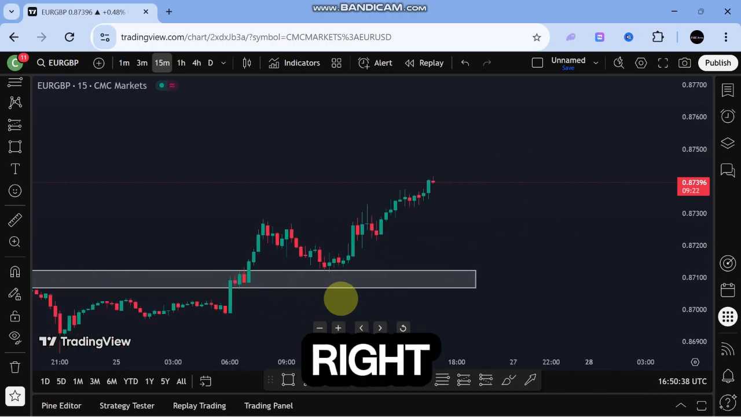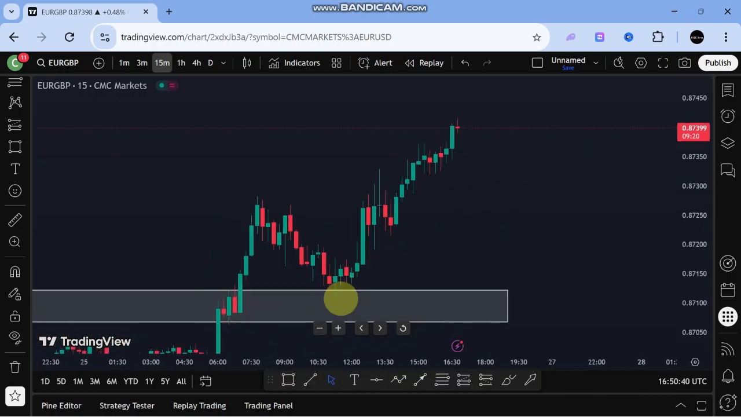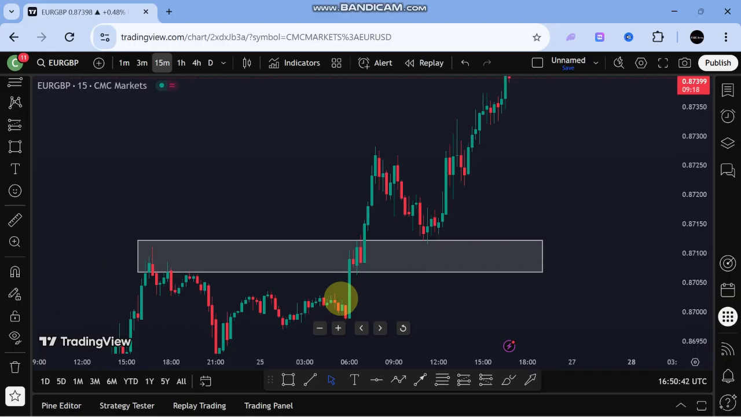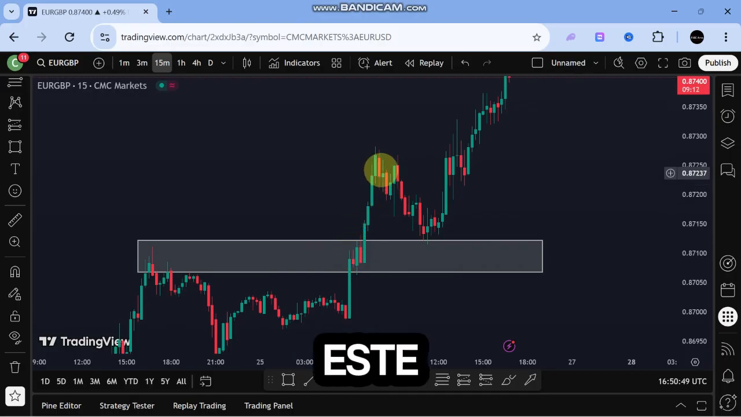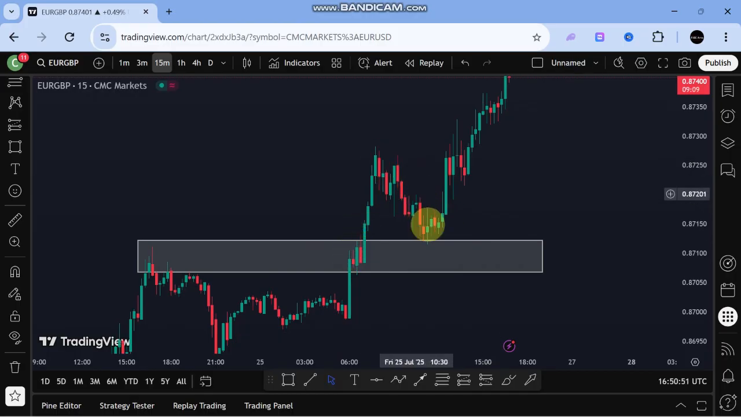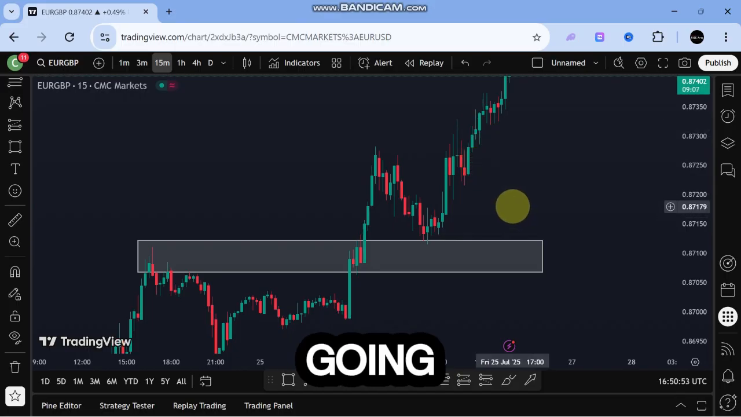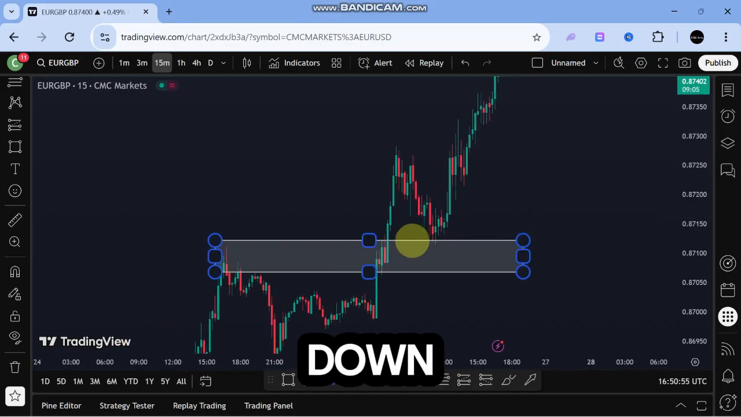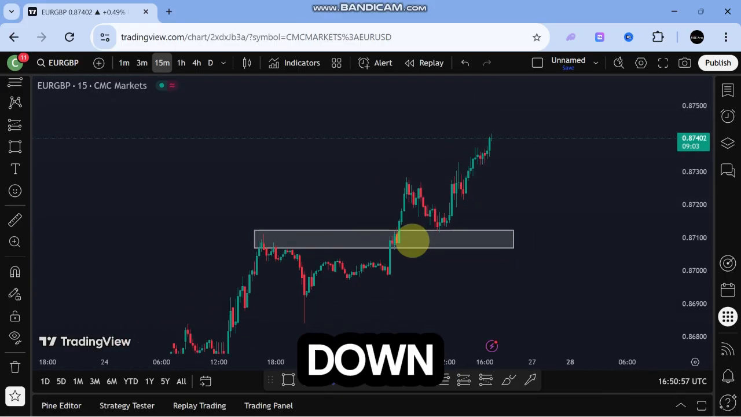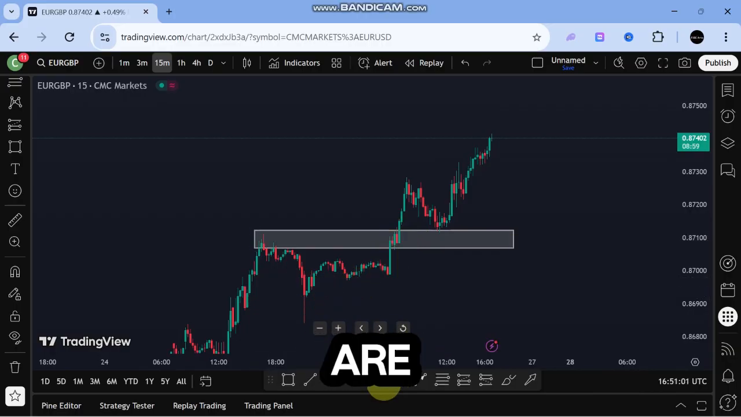On the chart, you can see at this particular place there was an order block and a fair value gap. You can see that price tapped into this order block before going upward. So you can use market structure and SMC to trade, as long as you know what you are doing.